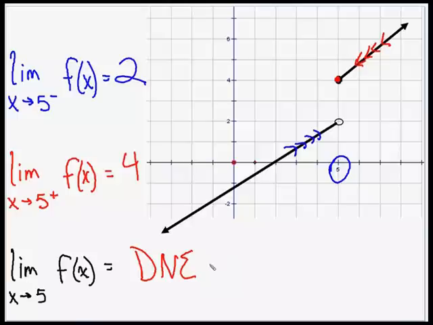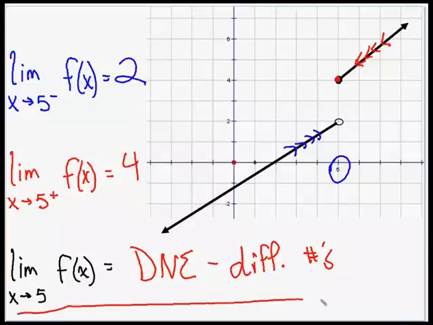And remember, there were 3 reasons why a limit could not exist, and this reason is we're approaching 2 different numbers. Our left-hand and right-hand limits do not agree. We're approaching 2 different numbers, so the overall limit does not exist. The left-handed limit exists. The right-handed limit exists. They're not equal, so the overall limit, DNE, does not exist.